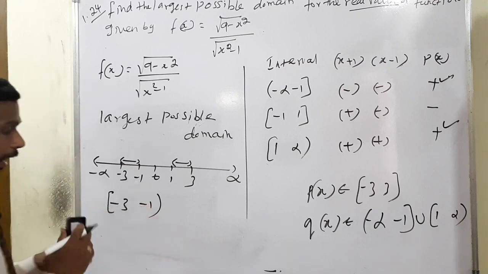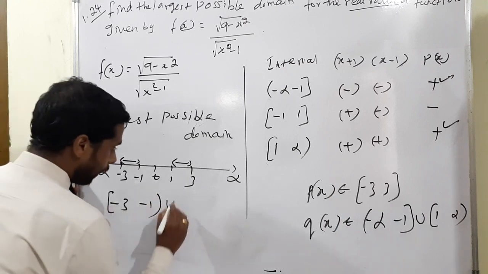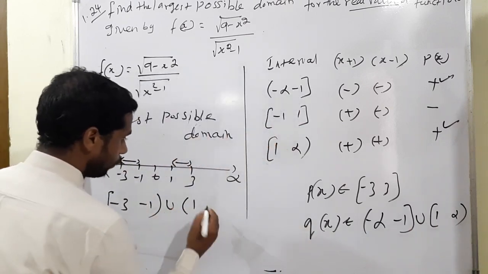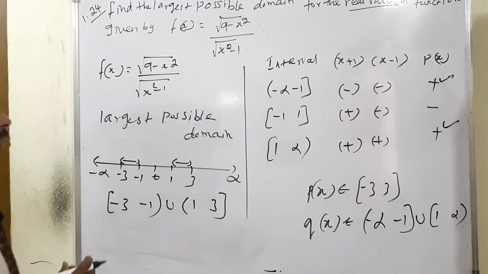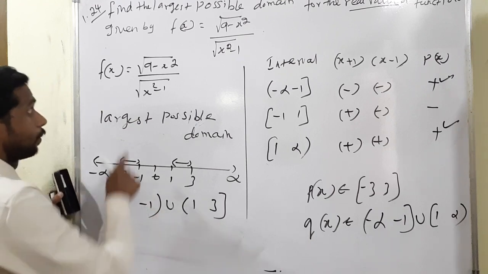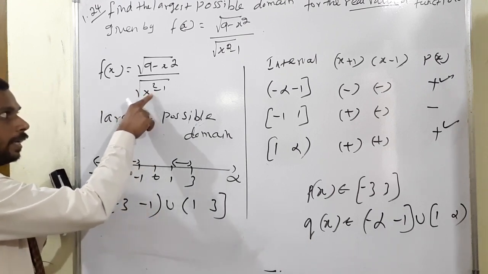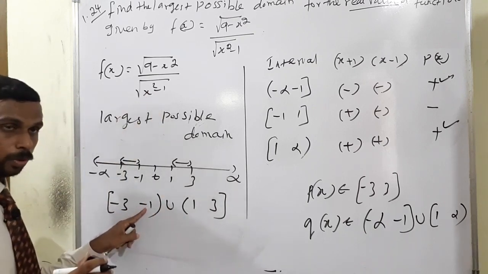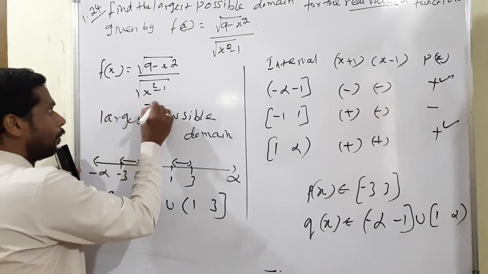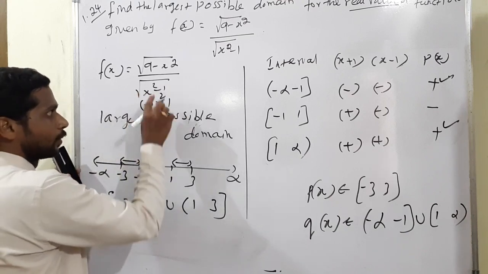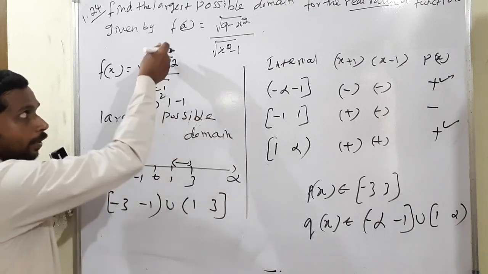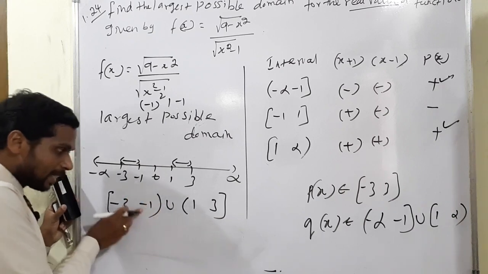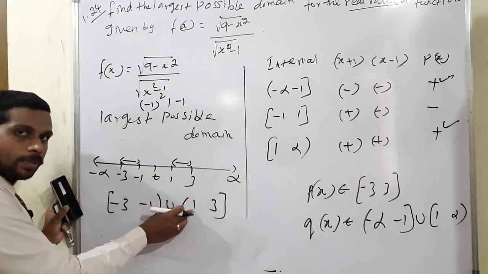I will explain why I have written the open interval. Then union of 1, open at 1, to 3 closed interval. Listen, why have I taken minus 1 and positive 1? In the denominator, x square minus 1 is there. Closed would mean we can include minus 1 also. If we take x as minus 1, the whole square is positive, therefore 1 minus 1 is 0. Any number divided by 0 is not defined. That's why open interval means except minus 1. Here also open interval, except 1.